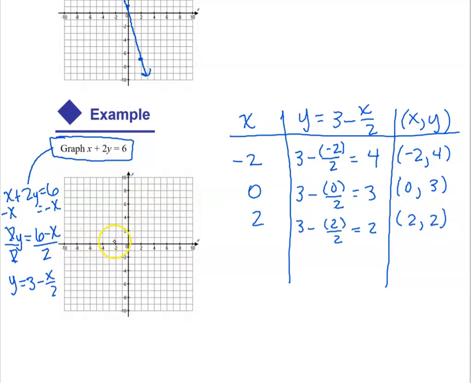So I'm going to go over here and plot -2 up to 4, 0, 3, and 2, 2. And I plotted 1, 2. Sorry about that. 2, 2 should be right there. So you can kind of see your straight line. It's going to continue in both directions.